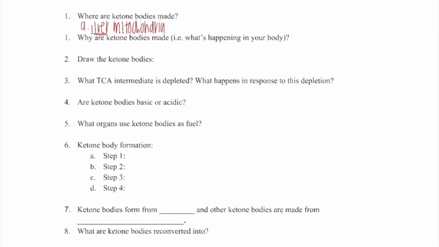And to go to this second question, why are ketone bodies made? Or basically, what's happening in your body? Remember that ketone bodies are made when you have no glucose. So basically, your glucose storage or glucose in your blood is depleted. In these cases, you have a high fat, low sugar intake, right? There's a diet going around called the keto diet, high fat, low sugar. And then we could also be going through starvation.